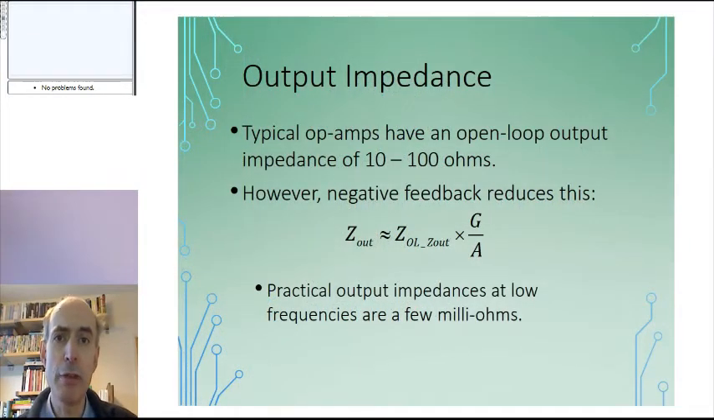Typical op-amps will have values of output impedance of somewhere between 10 and 100 ohms. But the reason this doesn't cause a problem is that if you have feedback around the op-amp, as most op-amp circuits do, then that is effectively reduced by a factor of the gain of the op-amp amplifier divided by the open loop gain of the op-amp. In typical cases where the gain of your op-amp circuit might be 10, and the open loop gain of your op-amp is 100,000, then that reduces the effective output impedance to negligible levels.